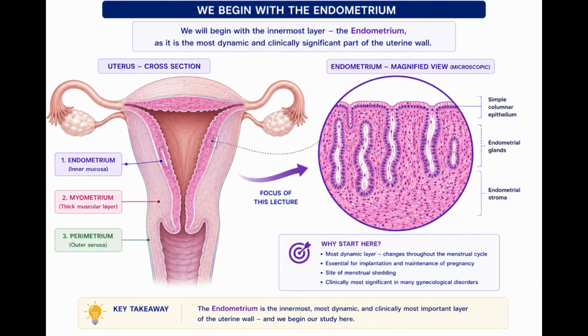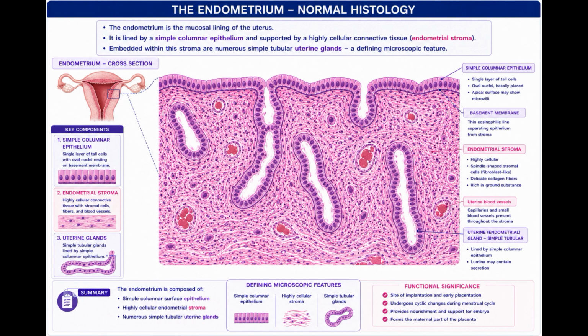We'll begin with the innermost layer, the endometrium, as it is the most dynamic and clinically significant part of the uterine wall. The endometrium is the mucosal lining of the uterus. It is lined by a simple columnar epithelium and is supported by a highly cellular connective tissue known as the endometrial stroma.